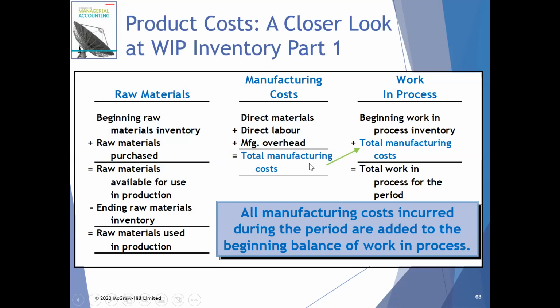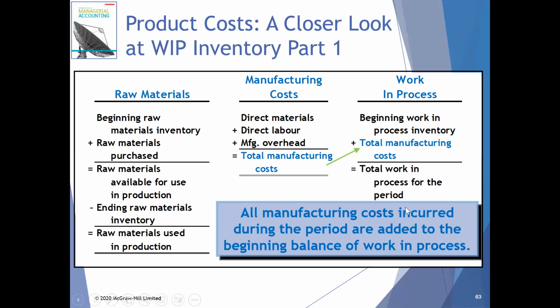Now this total manufacturing cost will go to the work in progress, because this is related to the raw material, the labor and manufacturing. This is related to the manufacturing cost. Now the manufacturing cost is here. This cost definitely will be added here to the beginning work in progress inventory. So if in the beginning we have some inventory in the work in progress and we have added this cost, that will be the total work in progress for the period.